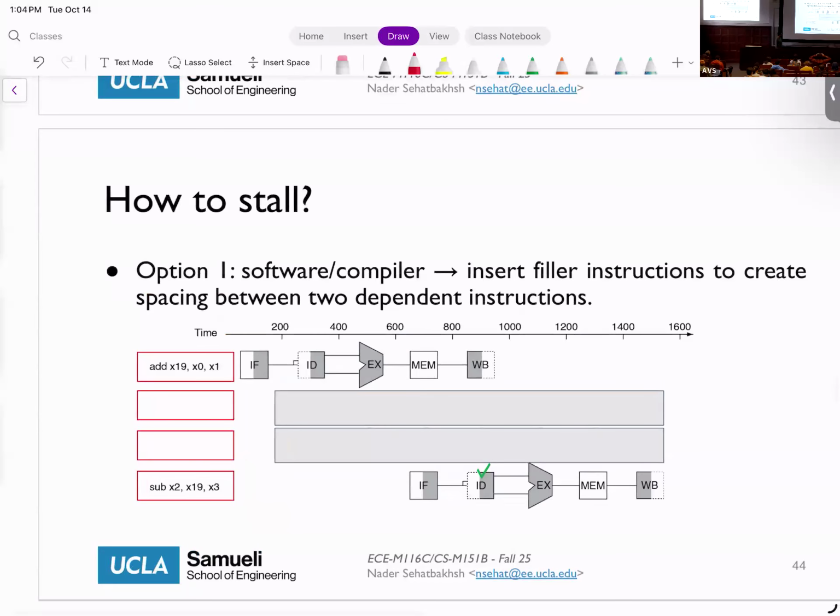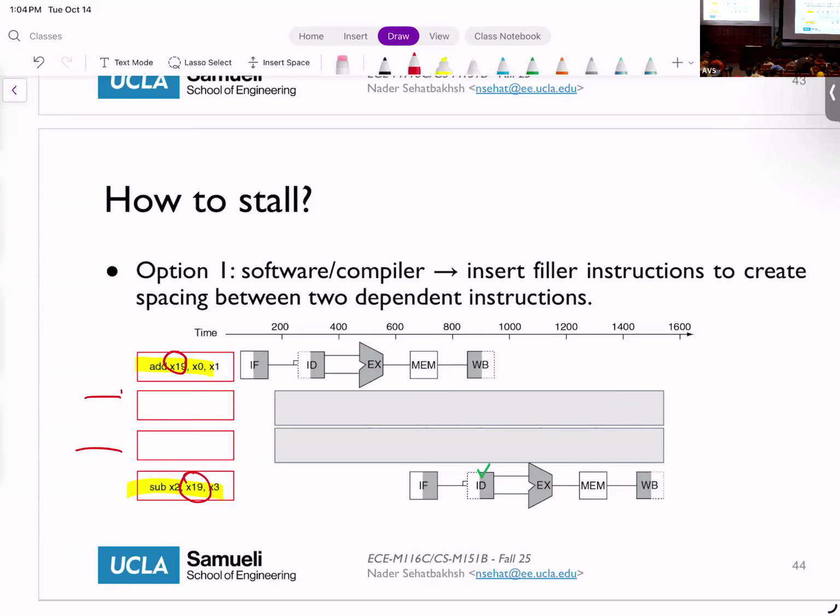Option number 1 is you can do that by using the compiler, right? The compiler can insert filler instructions into the sequence of instructions such that if this instruction and this instruction are dependent on each other, in this particular case X19 is RD here and X19 is RS here, then as long as there are 2 instructions in between them, we are safe, right?